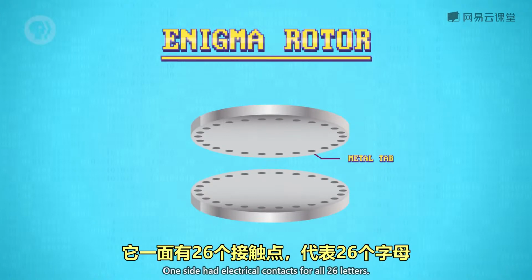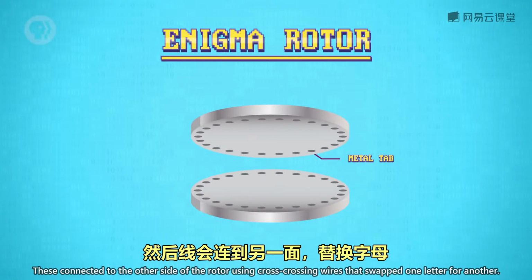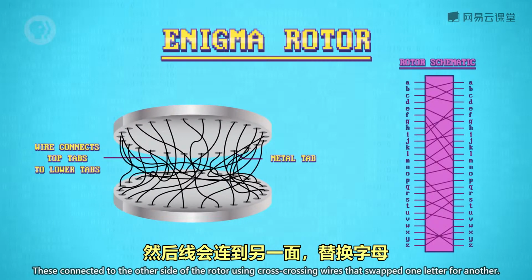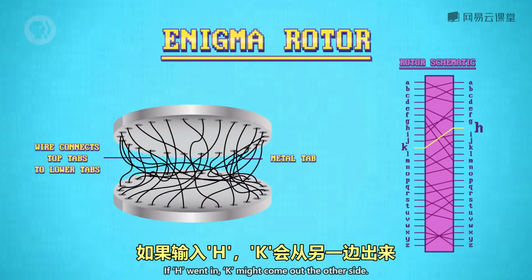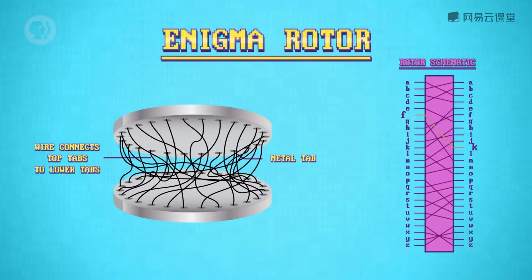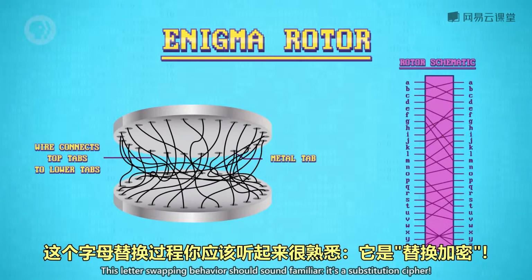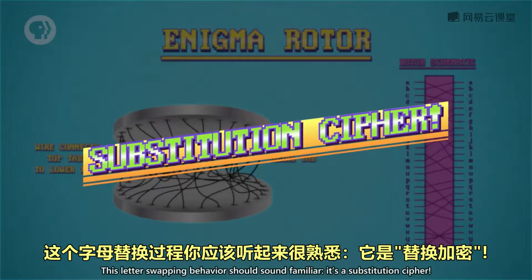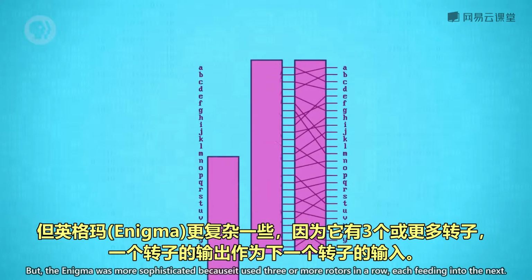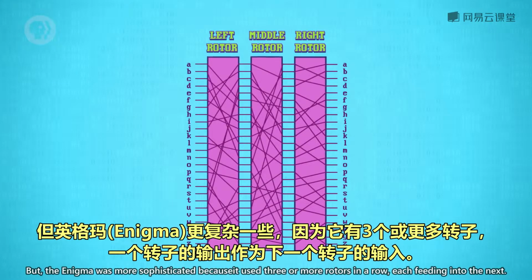One side had electrical contacts for all 26 letters. These connected to the other side of the rotor using criss-crossing wires that swapped one letter for another. If H went in, K might come out the other side. If K went in, F might come out, and so on. The letter-swapping behaviour should sound familiar. It's a substitution cipher, but the Enigma was more sophisticated because it used 3 or more rotors in a row, each feeding into the next.